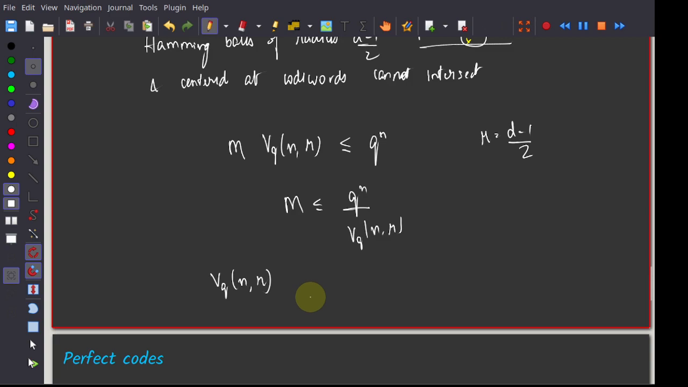So for any given point, I want to count the number of points around it which are within Hamming distance of r. So take F_q to the power of n, take any point, let's say the zero vector. I want to find how many vectors in F_q to the power of n there are which are within Hamming distance of r to this given point.